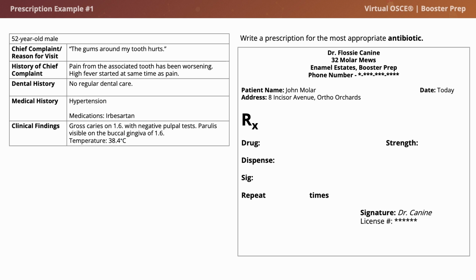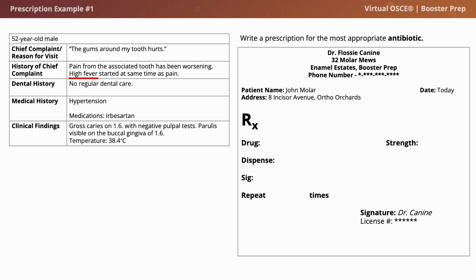So here in the history of the chief complaint, we see that the pain with the associated tooth has been worsening. The patient reports developing a fever around the same time he noticed pain around the associated tooth. This fever is going to be really important because the fever tells us that there is a systemic manifestation of the odontogenic infection that we're experiencing. So when there's systemic involvement, systemic symptoms like fever, like lymphadenopathy, like cellulitis, this is when we would prescribe antibiotics to help tame the infection.